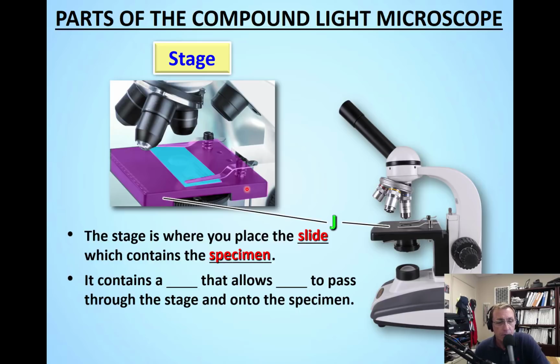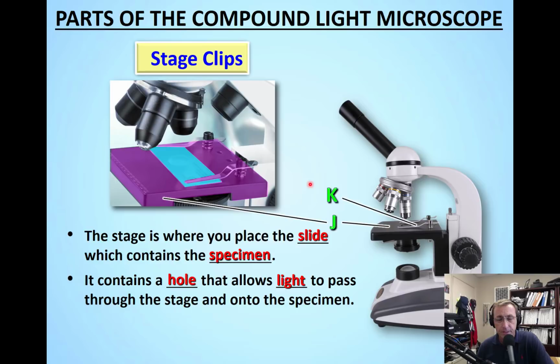The stage contains a blank that allows blank to pass through the stage and onto the specimen. Okay, you probably could guess this now. It contains a hole, which is basically nothing. Okay, open space, a hole that allows light to pass through the stage and on to and through the specimen.